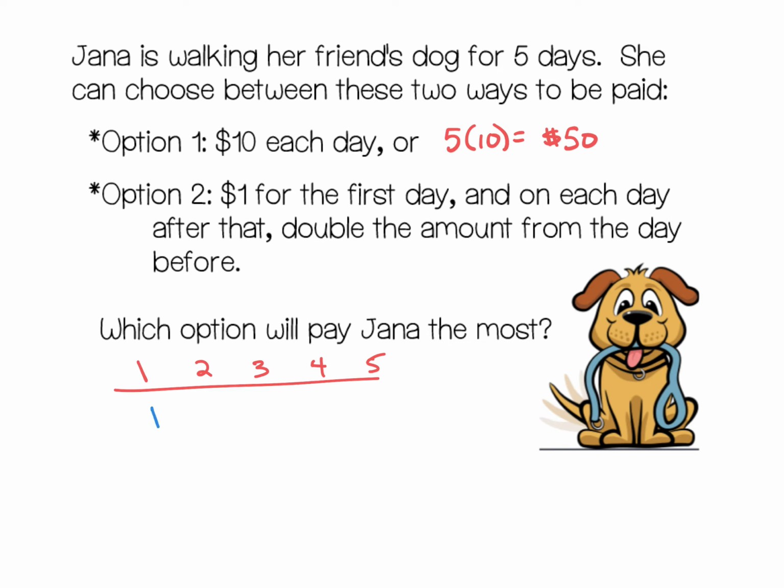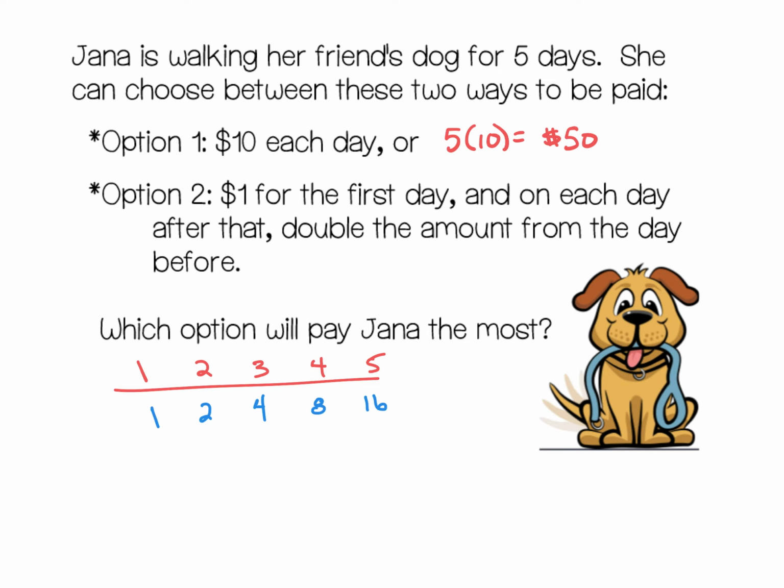Second day we're going to double that. She gets 2. The third day we're going to double the day before. So 2 doubled gives us 4. The next day we're going to double what we earned before. So it was 4. So now it's going to be 8. And then we're going to double again for day 5. So that would be 16.